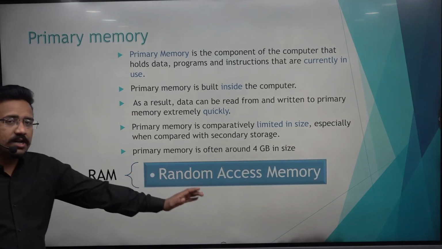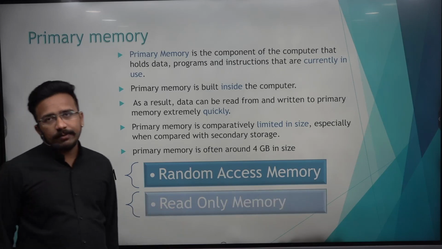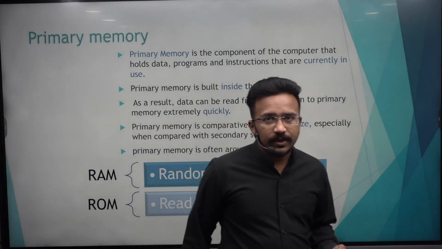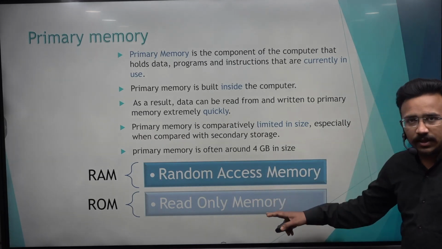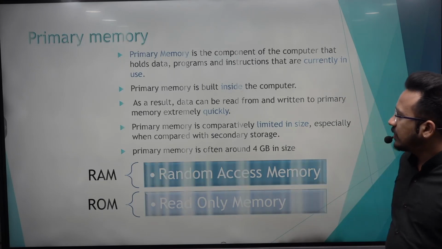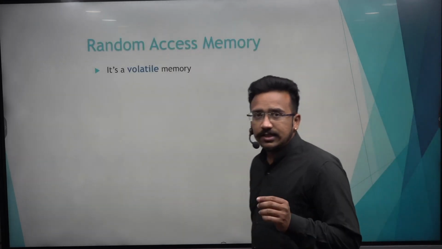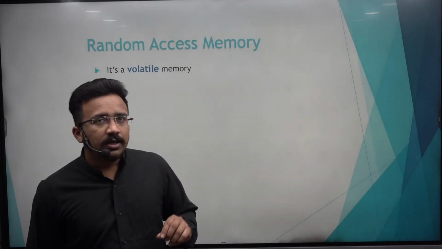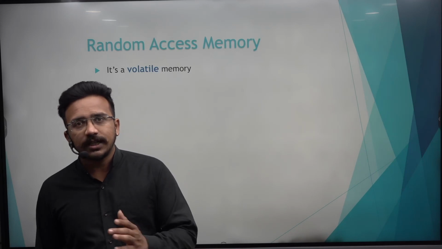RAM, that is random access memory, and ROM, that is read only memory, are the two main kinds of primary memory. They are also known as main memory and primary memory. Okay. In that, first, random access memory is a volatile kind of memory. Yes, Aditi, can you explain what we mean by volatile?